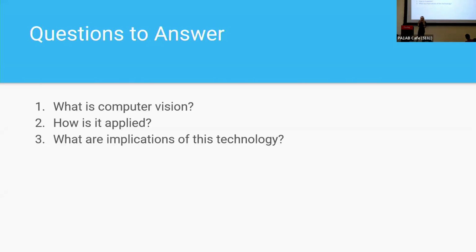So I'd like to answer a few questions. Firstly, what is computer vision? You may be acquainted already, but what is it? How is it applied? And what are the implications of this technology?